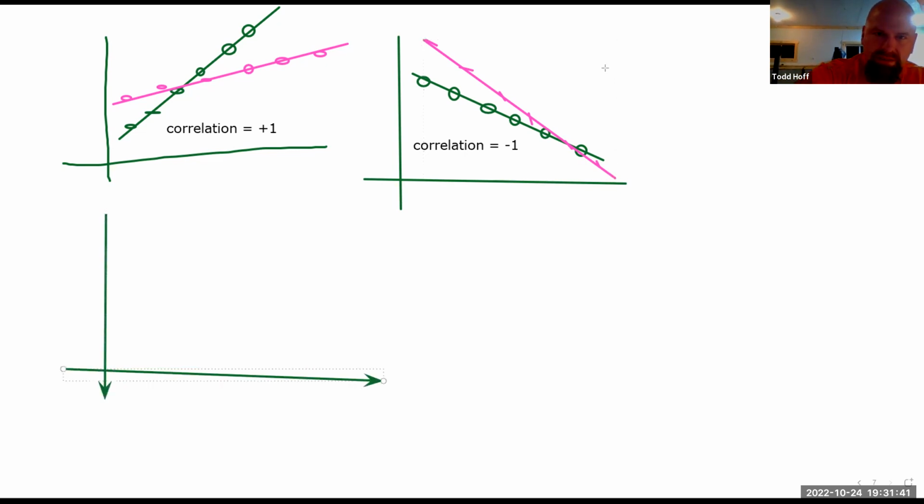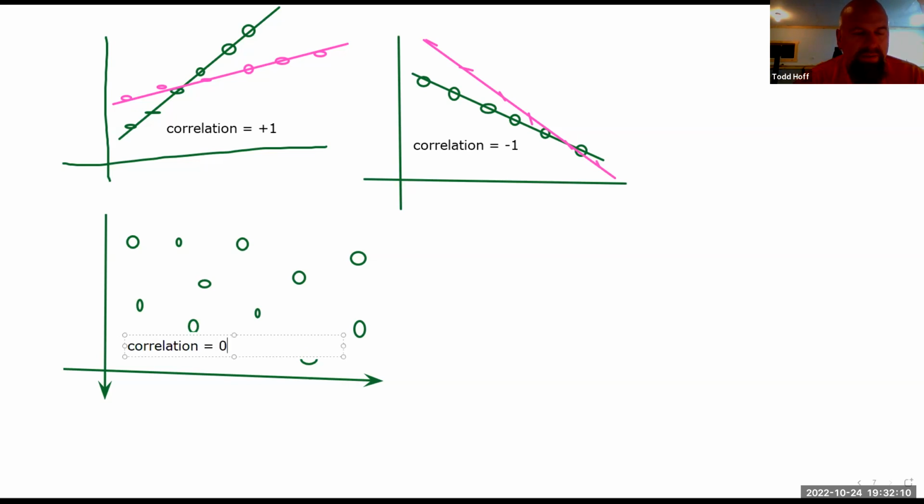So the other side of that would be something like this. Well, let's do that. Where there really is no line that would go through those points. I could draw any line through those points and it'd be just as good as any other line I drew. There is zero correlation there because they're not linear. There's no line that describes those points well. And then of course, most lines are somewhere between 0 and +1 or 0 and -1. And they're not perfect like these examples up here.